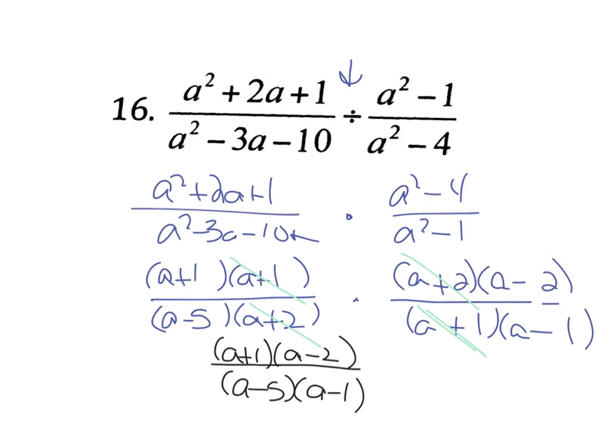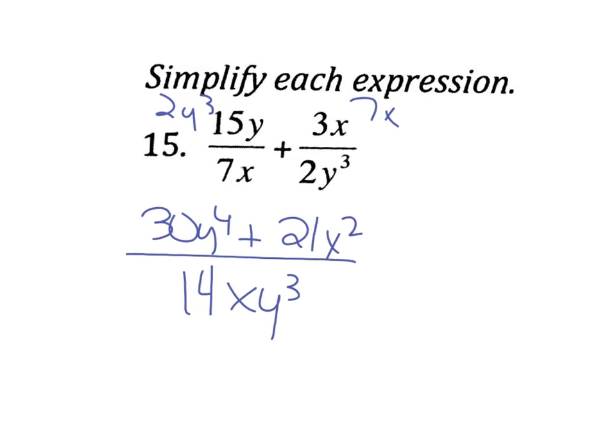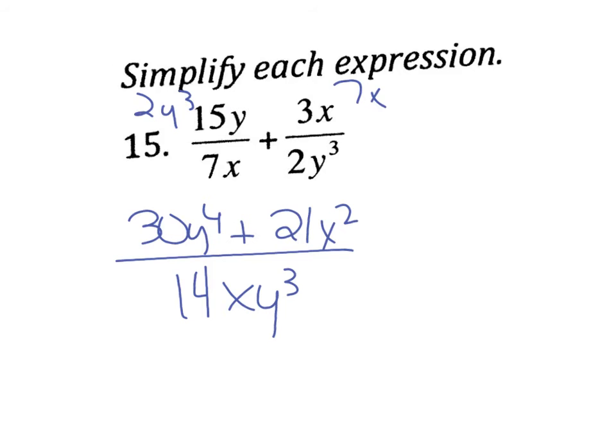I think I'll skip 15 right here. Yeah, 15 is right here. Just adding 2 fractions together. You got to find your LCD, so take your 2 denominators, multiply them together, and you get 14xy cubed. Then to fix your numerator, all you do is look at the bottom of this one, look at that denominator, look at this one, and see what it needs. Well, it needs a 2y cubed. So you multiply the top by 2y cubed, and you get 30y to the 4th.